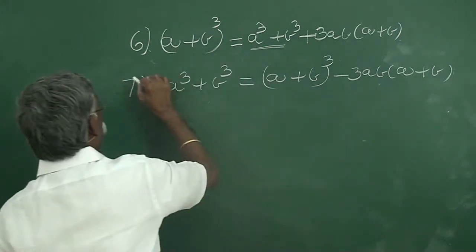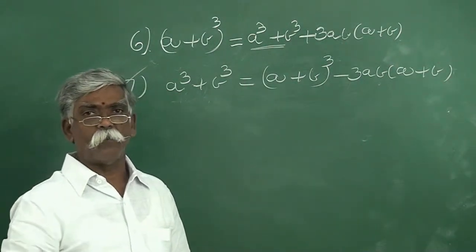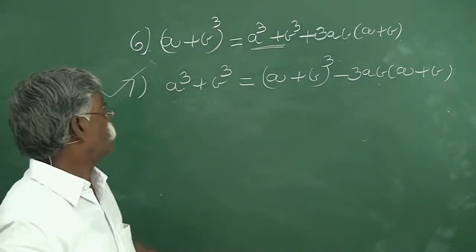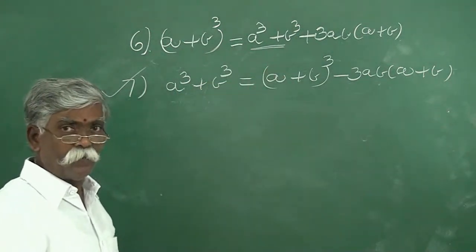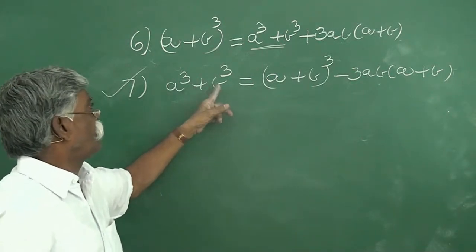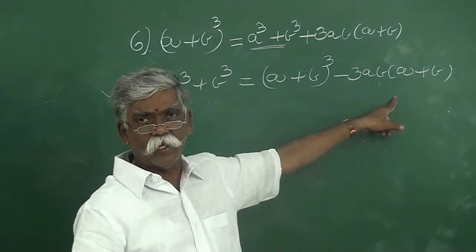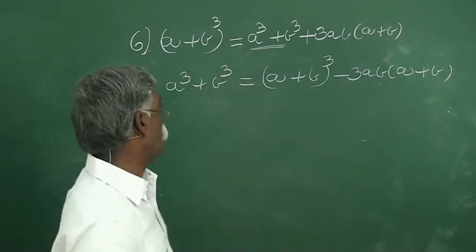In future, this will be very much useful to solve the trigonometrical problems faster and accurate. So a plus b whole cube is a cube plus b cube plus 3ab into a plus b. From that we have derived that a cube plus b cube is a plus b whole cube, and this goes that side, minus 3ab into a plus b. This is a more useful formula in future.